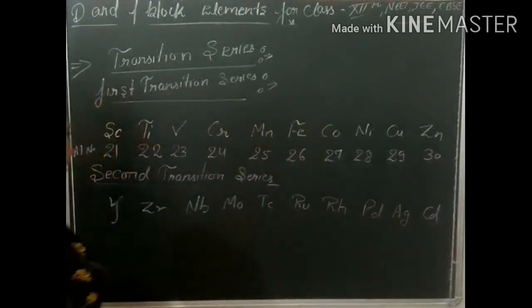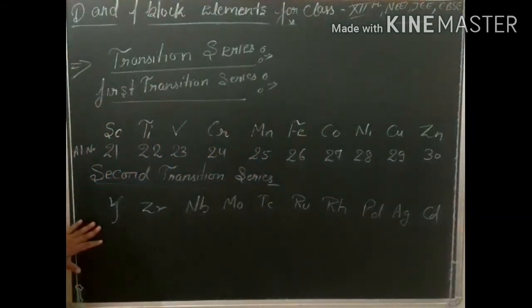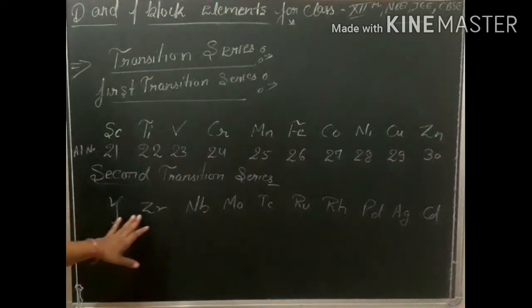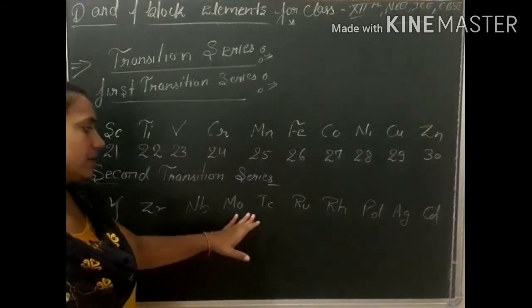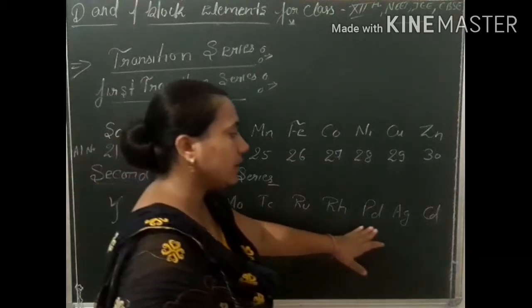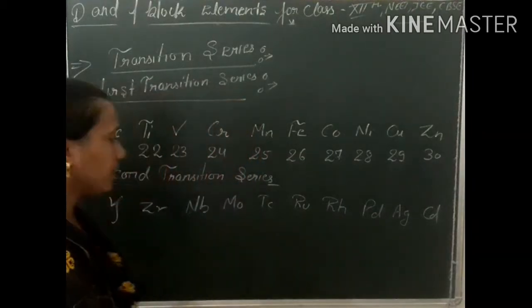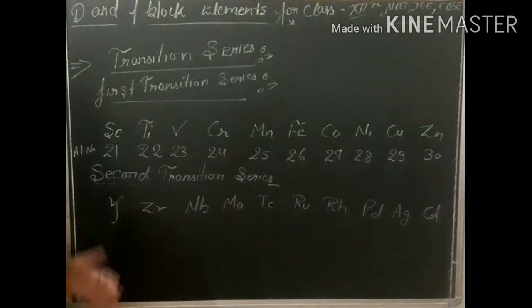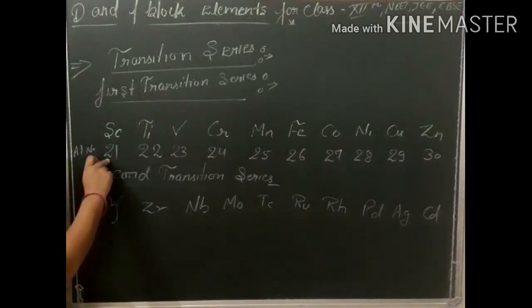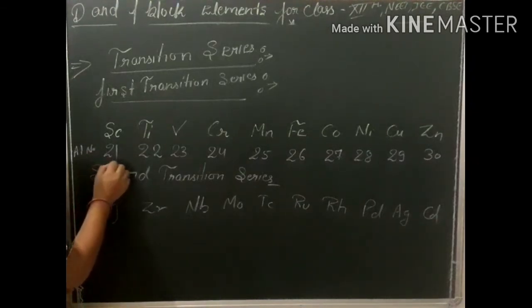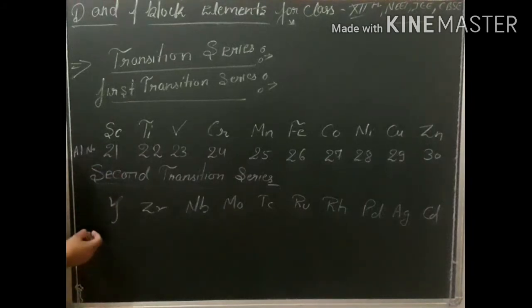Now this is the second transition series. The elements are yttrium, zirconium, niobium, molybdenum, technetium, ruthenium, rhodium, palladium, silver and cadmium. The atomic number of scandium is 21. Now add 18 to it.